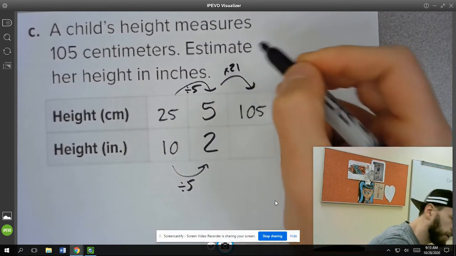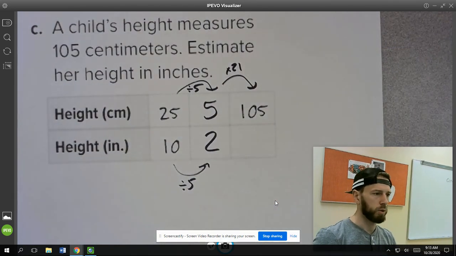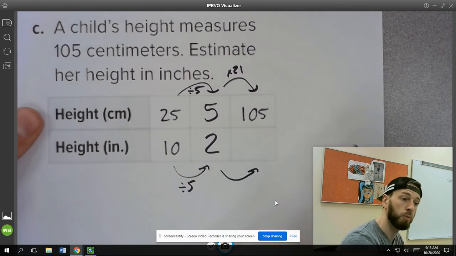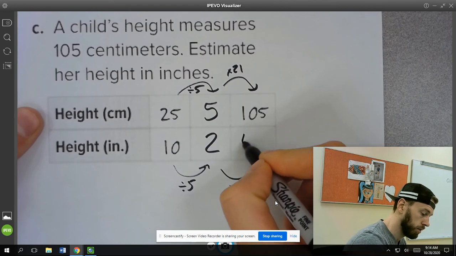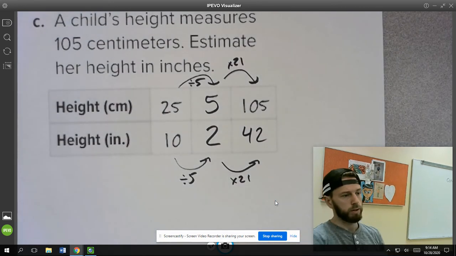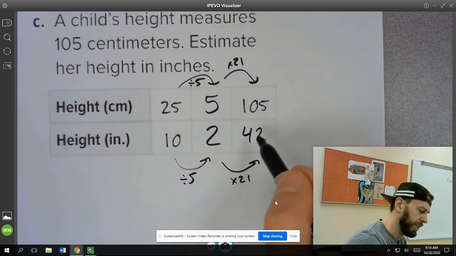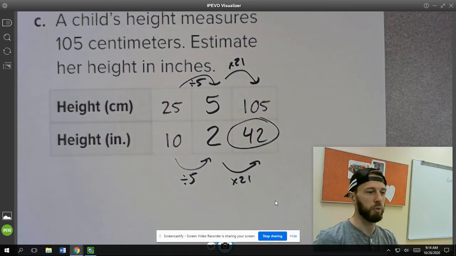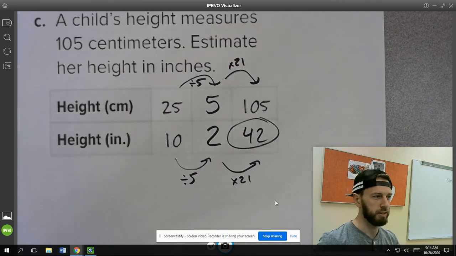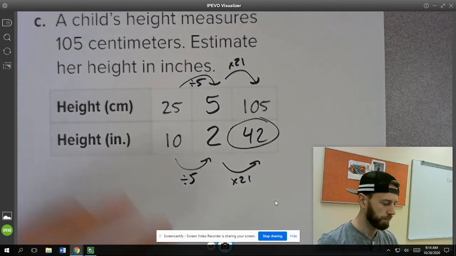So literally multiply this by 21. 5 times 21 is 105, so we have to do the same thing at the bottom to keep the ratio equivalent. So 2 times 21 is 42. So the answer to the question, how many inches tall would a child be if they were 105 centimeters? They would be 42 inches. That's a conversion between inches and centimeters.